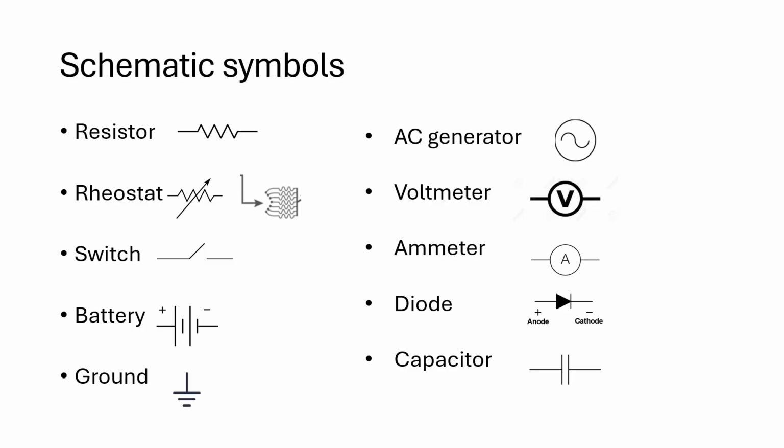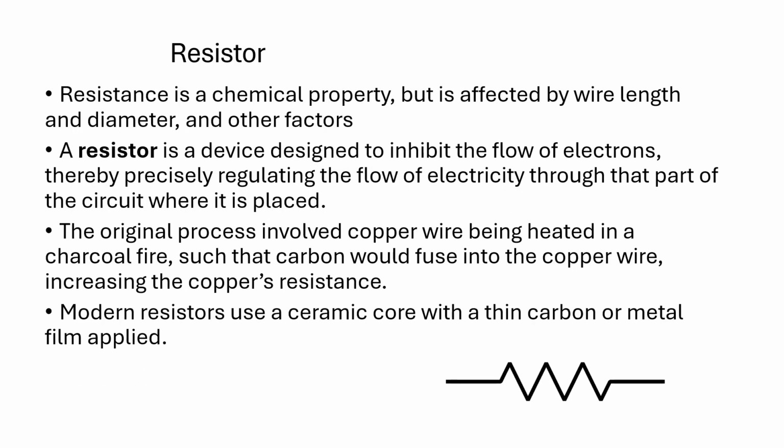Resistor, rheostat, which, at least that left-hand symbol, looks similar to a resistor, and there's a reason for that. Switch, battery, ground, AC generator, so the source of AC power, voltmeter, ammeter, diode, and capacitor. The only one missing from this lecture, I think, needed its own lecture, and that's the transformer, and that is in fact the next lecture in the physics course. All right, so we'll start with a resistor.